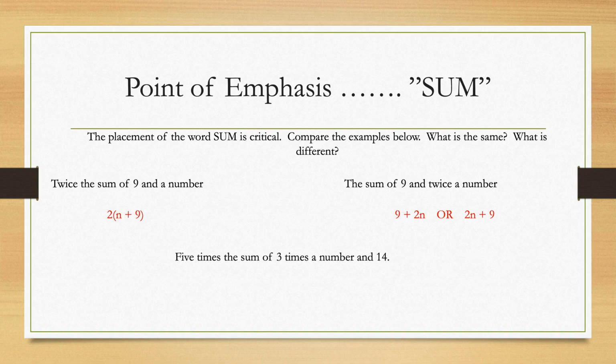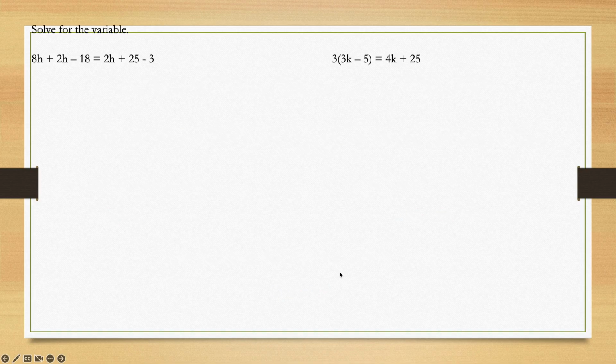Next up, 5 times the sum of 3 times the number and 14. Go ahead. Okay, so 5 times the sum of 3 times the number and 14. So there's 3 times the number plus 14. Okay. Next up, a little practice with equations. Go ahead.